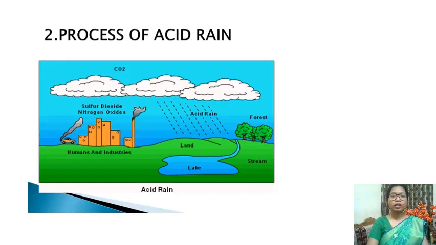Now you can see the process of acid rain. Here the pollutants like sulfur dioxide, nitrogen oxides and carbon dioxide are present in the atmosphere. They are emitted by factories, and humans are also responsible for the emission of these pollutants. And when the rain comes, what happens? The rainwater comes into contact with these pollutants and forms acid rain.